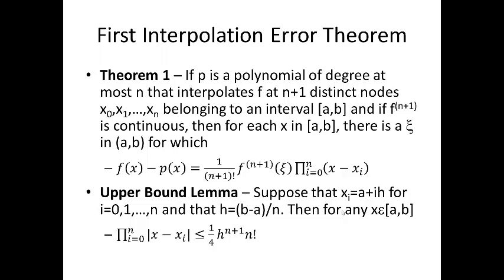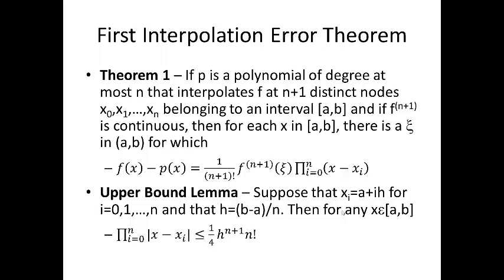So this shows it's possible to assess the errors of interpolation by means of a formula that involves the (n+1)th derivative. The proof of this theorem relies on something called Rolle's Theorem, which says if f is continuous on the closed interval [a,b] and differentiable on the open interval (a,b), and if f(a) = f(b) = 0, then we can conclude f'(c) = 0 at some point c in the open interval (a,b).